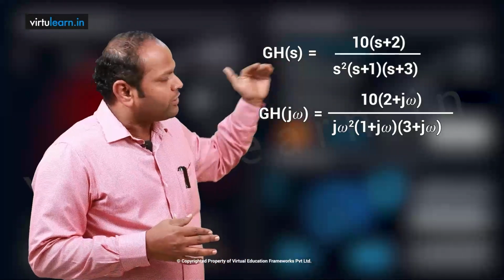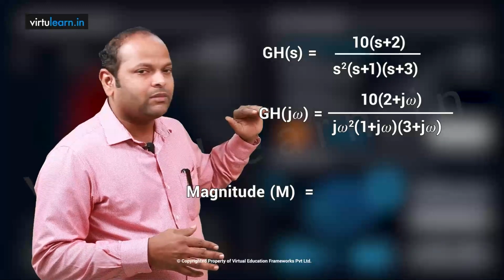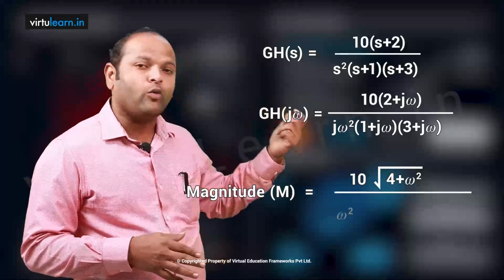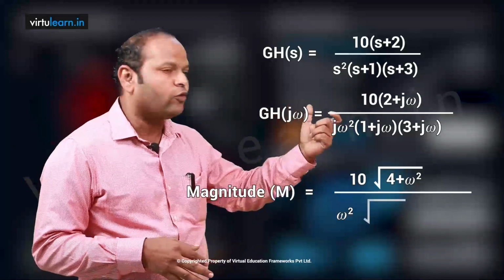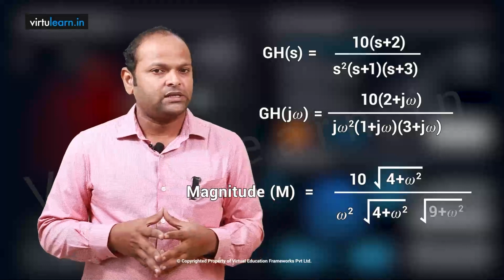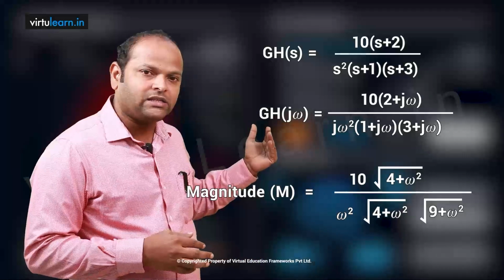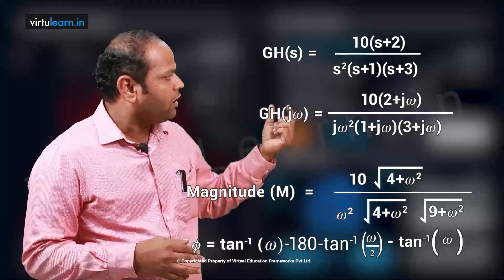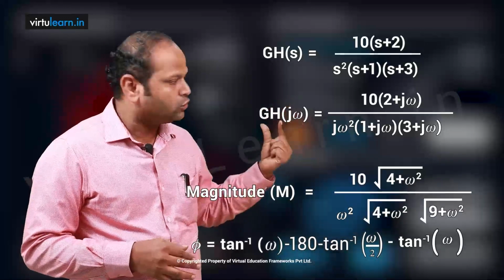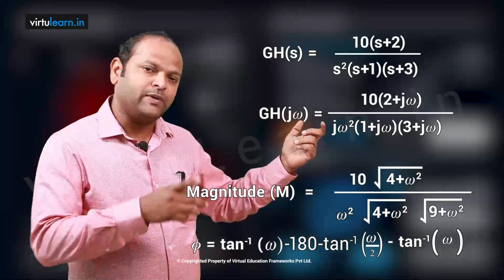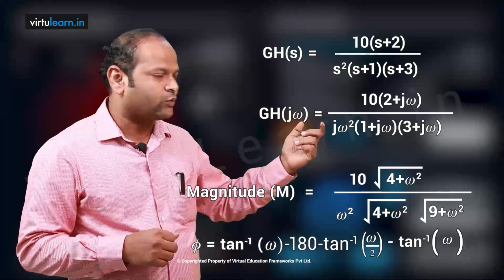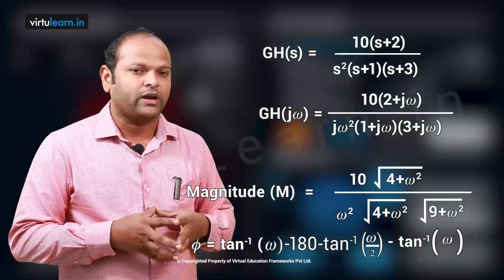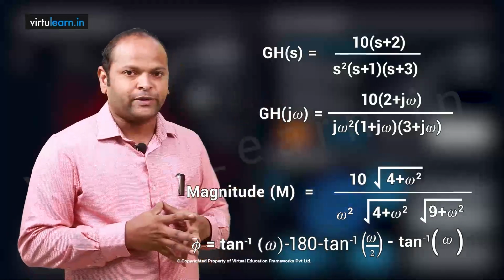So this we can write as the magnitude. The magnitude is 10 as it is, under root of 4 plus omega square, divided by omega square in the denominator, and under root of 4 plus omega square... sorry, under root of 1 plus omega square and under root of 9 plus omega square. The phase angle: in the numerator I have s plus 2, therefore we have tan inverse of omega by 2, and minus 180 degrees because of the (j omega) square, the s square term, and also minus tan inverse omega, minus tan inverse omega by 3. So this is the phase angle expression.